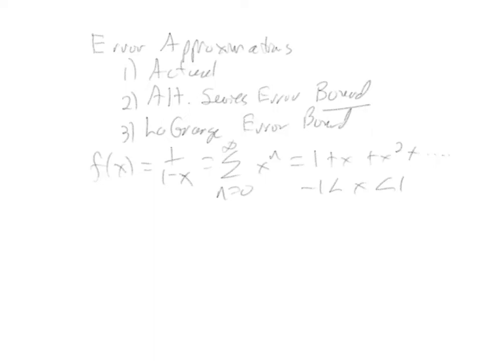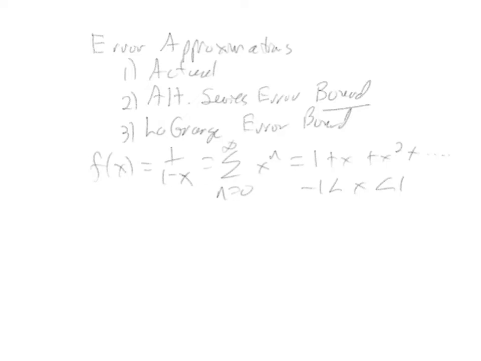The other one we did was called the alternating series error bound, and the alternating series error bound works only with alternating series. To sum it up, it means that the error in the approximation is always less than or equal to the first omitted term. That works for alternating series.